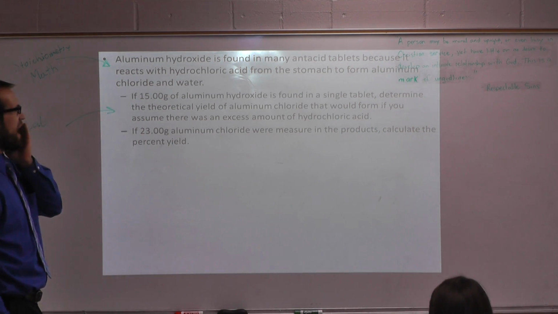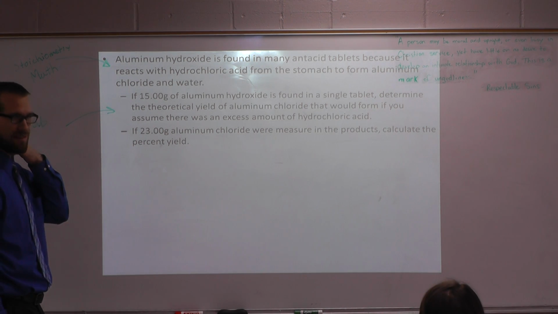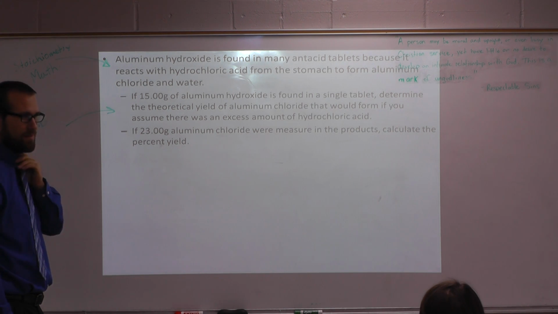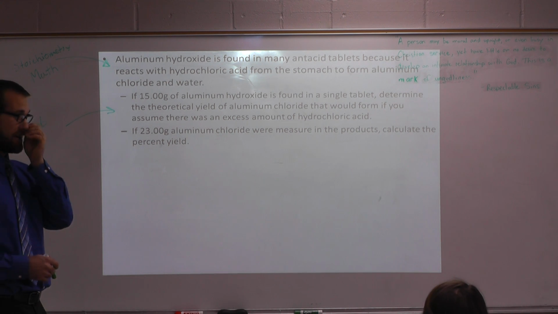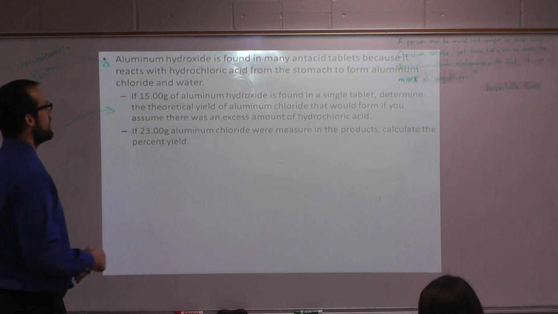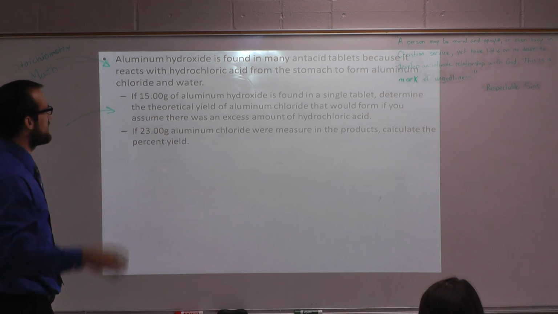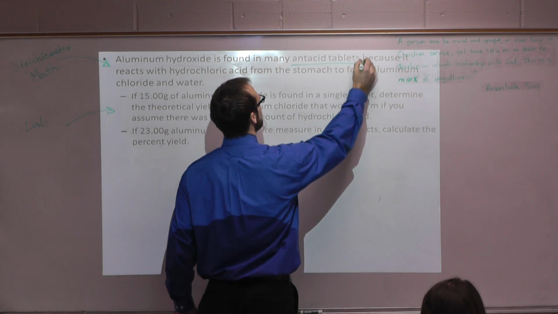Okay? So remember yesterday I said when you have two masses, it's always limiting reactant? Well, not always. Told you. Here's what I mean by that. Context is still key here. Okay, so if we read this, it says aluminum hydroxide is found in many antacid tablets because it reacts with hydrochloric acid. Do you know what an antacid tablet is?